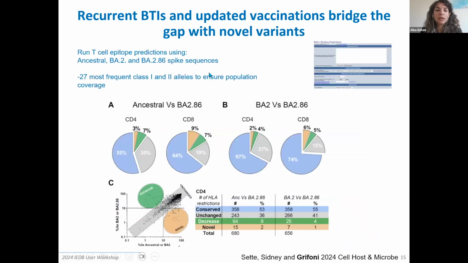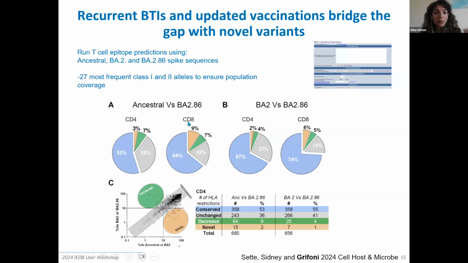Specifically, this is once again the same comparison I showed you before, looking at ancestral versus BA.2.86. Then we simulated exposure with BA.2, and compared again with BA.2.86. In this case, the analysis is completely in silico. We look at the SARS-CoV-2 spike sequence, extract the ancestral one, the BA.2 and the BA.2.86, and then run predictions using the most frequent class 1 and class 2 alleles to ensure population coverage. This selection has been done in the past and validated by IEDB in several publications, and will be the object of additional information tomorrow.